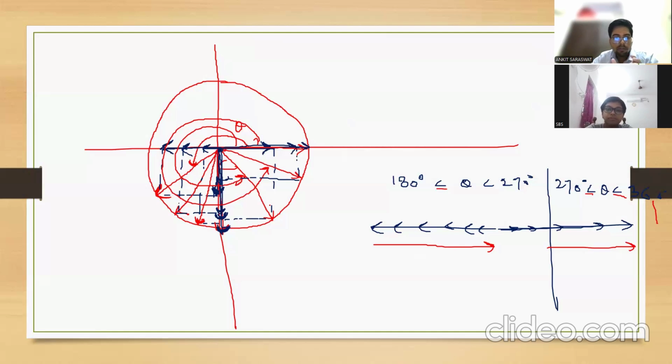Projection means shadow length. Shadow length is always less than the given vector length, but it is equivalent to the vector length only when theta is 0 and 180 degree, 270 degree and 360 degree. Clear? Now, let me ask you one question.